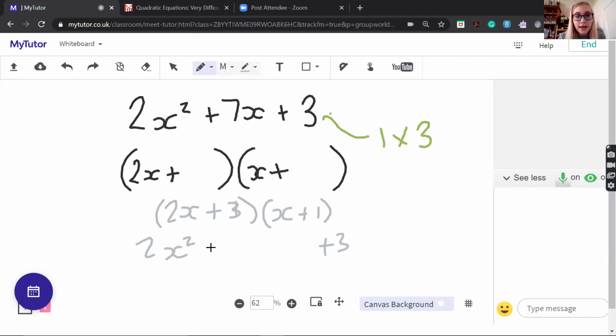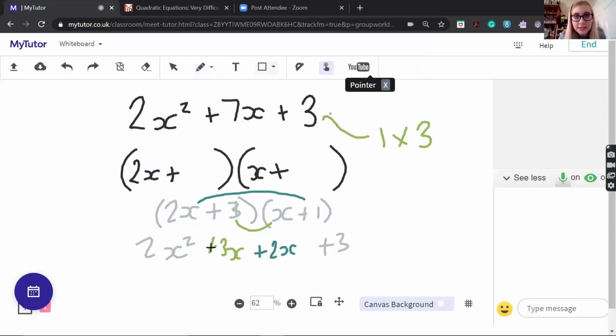So here we get this term giving us a plus 3x. And this term giving us a plus 2x. Because it's 3 times x and 1 times 2x. Hopefully that makes sense. It's difficult because you've got to keep track of the coefficient of the x, so the number before the x, as well as the number that's there. So then this gives us 5x, which is not what we want.